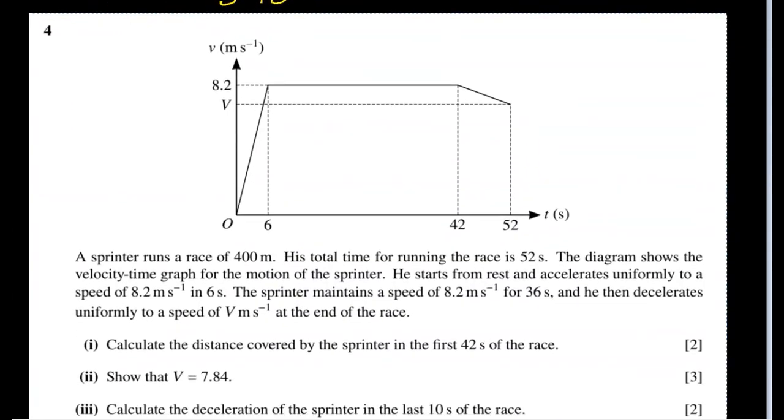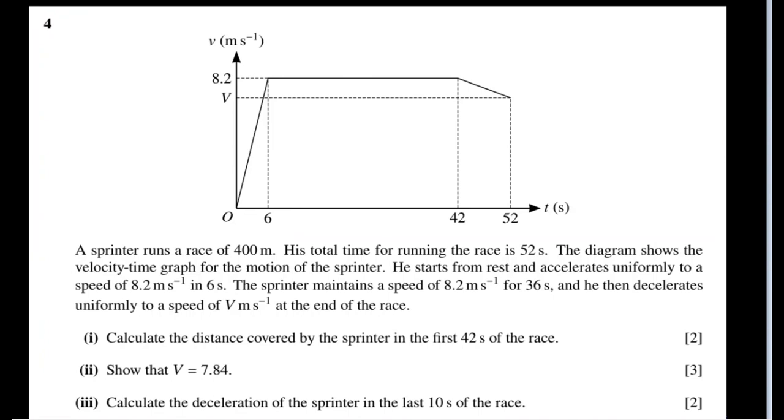Next, question number 4. A VT graph I can see here, and they are explaining this motion here. They're asking us to calculate the distance covered by the sprinter in the first 42 seconds. Whenever there's a VT graph and we have to find distance during some of the sections, we just find the area under those sections. So basically we have to find the area of this shape, which is a trapezium, right? Area of a trapezium.